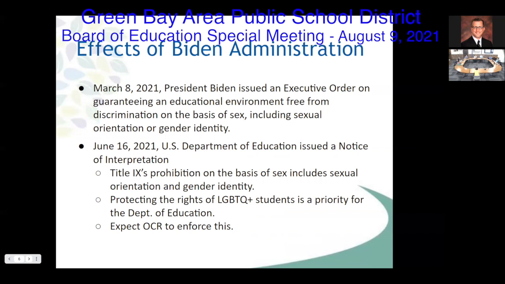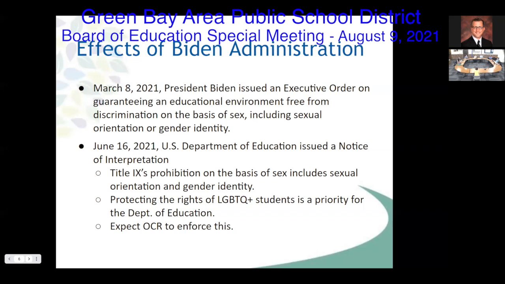The first action I will talk about has an immediate impact on the district's response. This order came on the heels of the 2020 Supreme Court decision, which is called Bostock versus Clayton County, in which the court held that the prohibition of discrimination because of sex under Title VII, now remember Title VII is employment discrimination, that the court ruled that discrimination on the basis of gender identity and sexual orientation is covered on the basis of sex. So following this decision, many questions were then raised as to whether this holding would apply to Title IX.